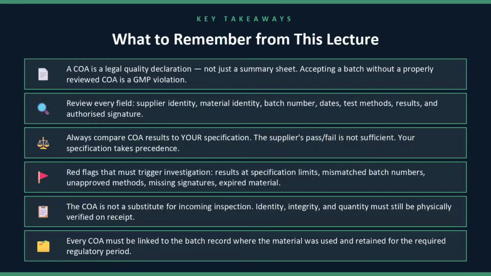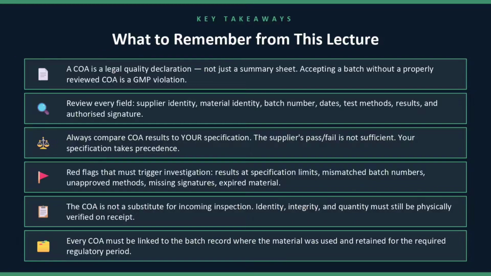Let us bring the lecture together. 6 things to remember from Lecture 20. Number 1. A COA is a legal quality declaration, not just a data sheet. Accepting a batch without a properly reviewed and documented COA is a GMP violation.